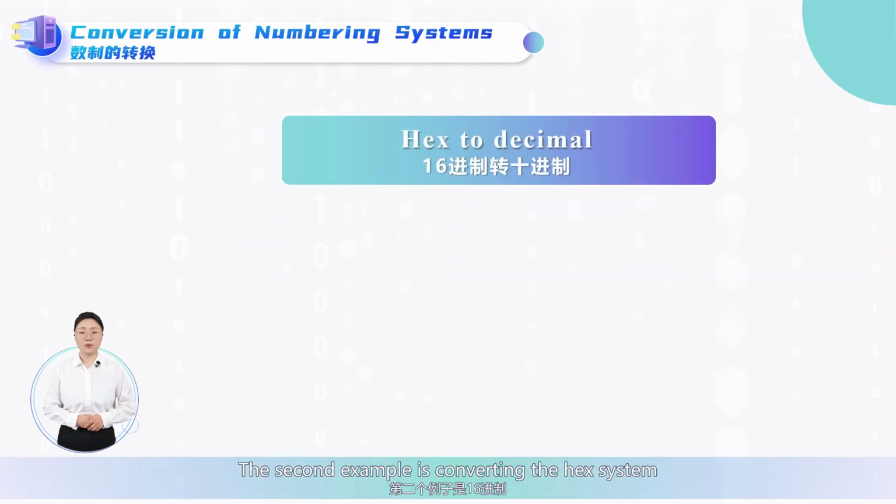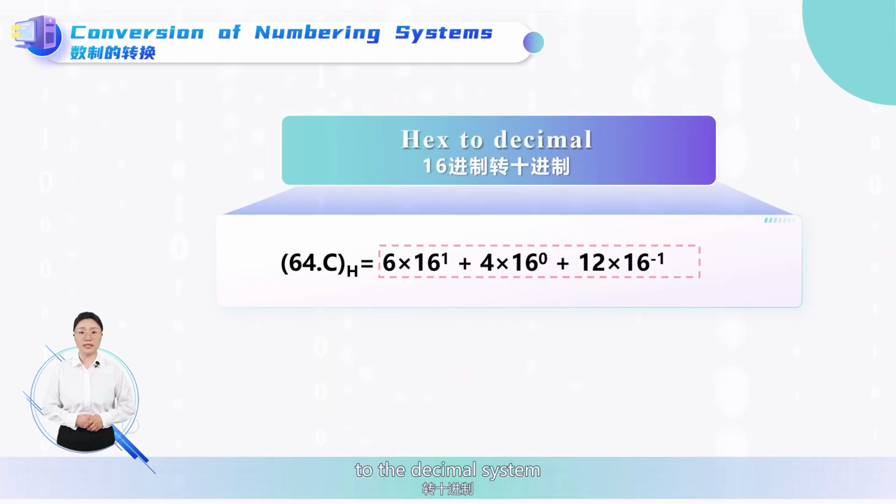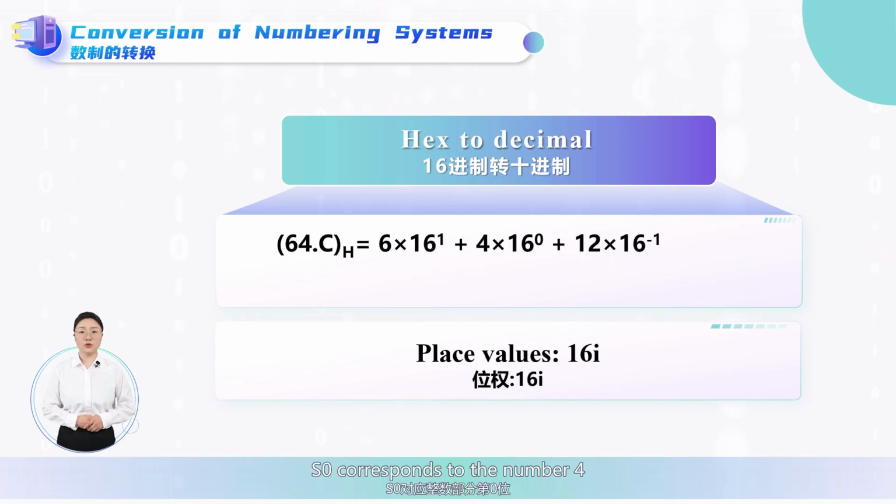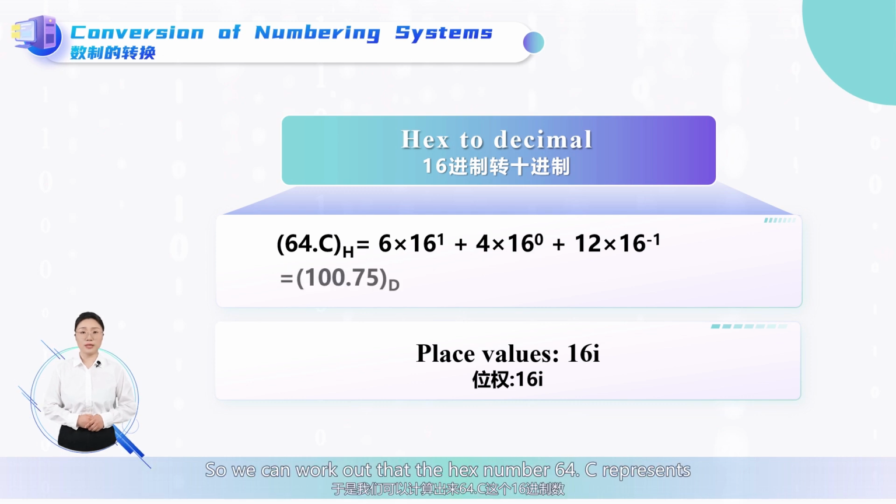The second example is converting the hex system to the decimal system. In this case, k equals 16. S0 corresponds to the number 4 in the 0th position of the integer part, and S1 corresponds to the number 6 in the first position of the integer part. S-1 corresponds to the letter C in the first position of the fractional part. So we can work out that the hex number 64.C represents the decimal number 100.75.